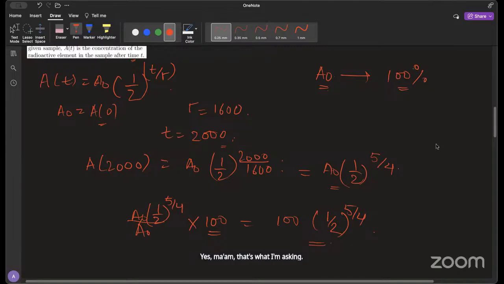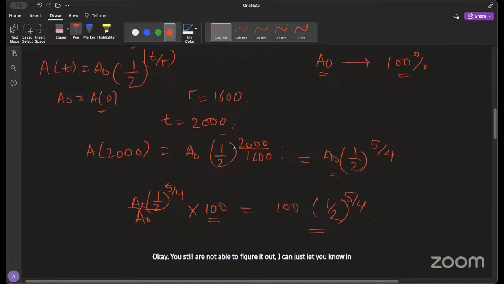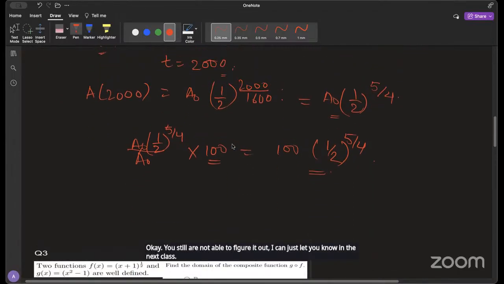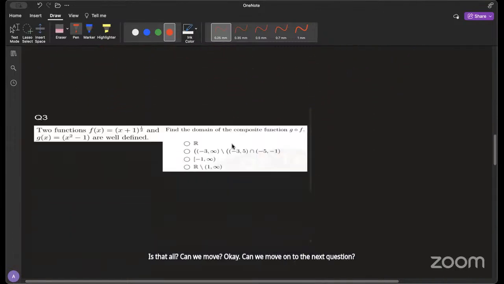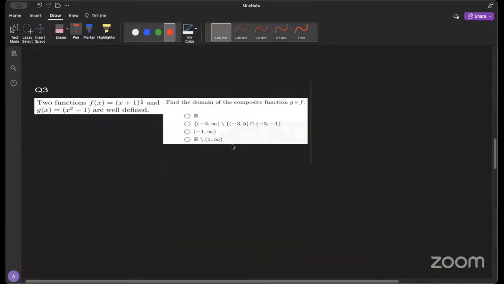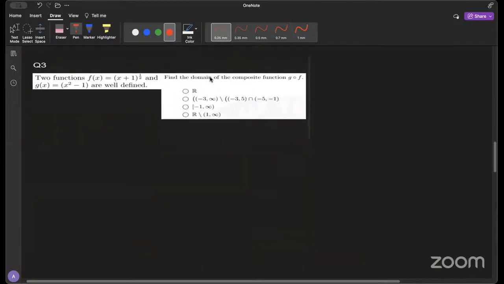On most calculators, there's this symbol to raise it to the power. Okay, ma'am, then I'll try. Okay. If you still are not able to figure it out, I can let you know in the next class. Is that all? Okay, ma'am, can we move on to the next question? Okay. Just give this question a try and then we'll do it.